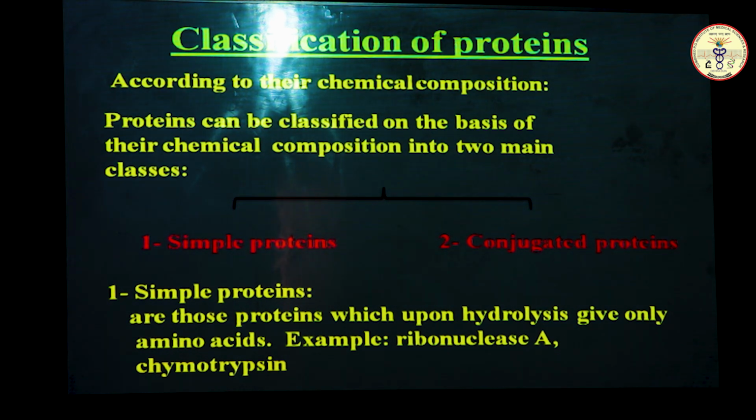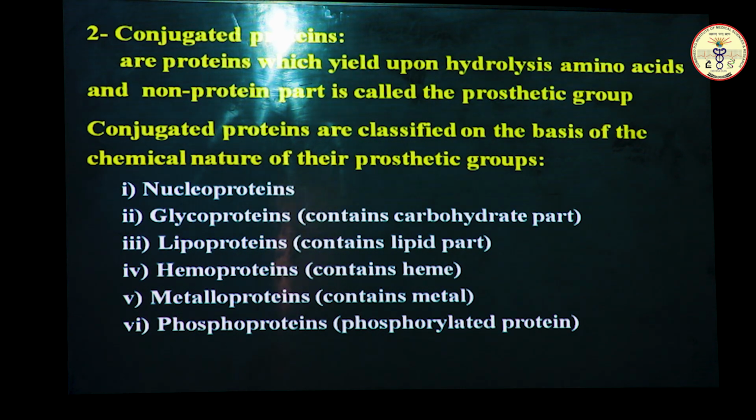So, what are simple proteins? Simple proteins are proteins which upon hydrolysis give only amino acids. Examples are chymotrypsin, ribonuclease. Whereas the conjugated proteins upon hydrolysis will give amino acid and the prosthetic group. The prosthetic group is the non-protein part present in the conjugated proteins.